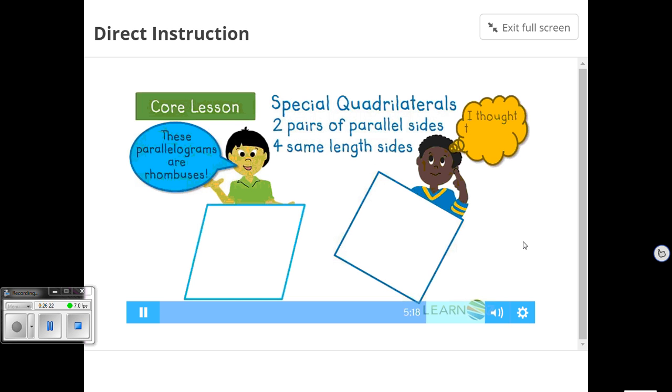I know you might be confused again because the shape on the right may look like a square to you, but you are right, it is a square. A square is a special rhombus. It is a rhombus that has 4 square corners.